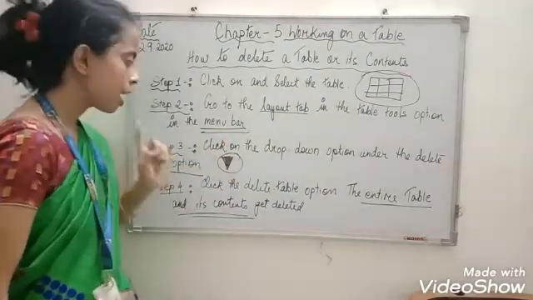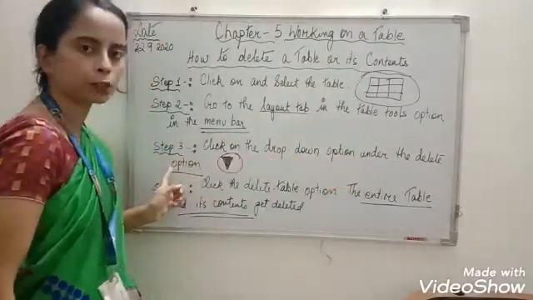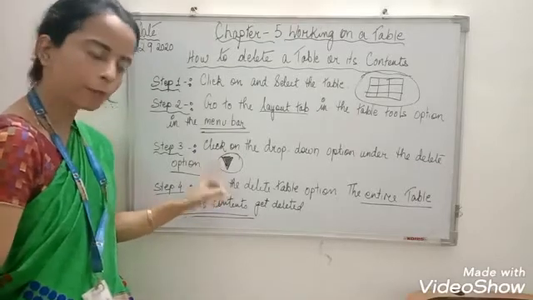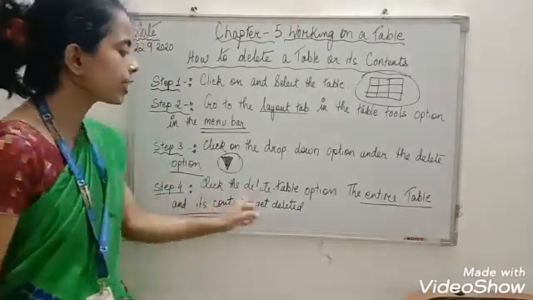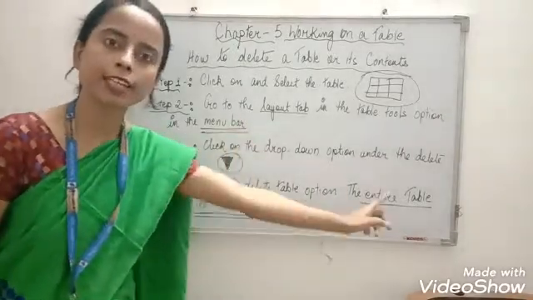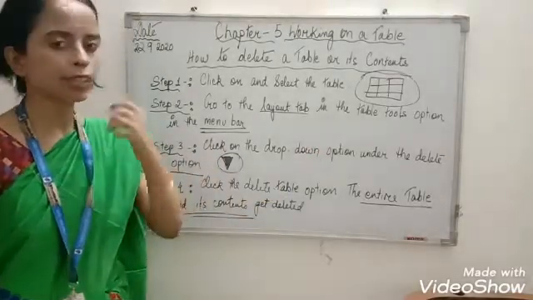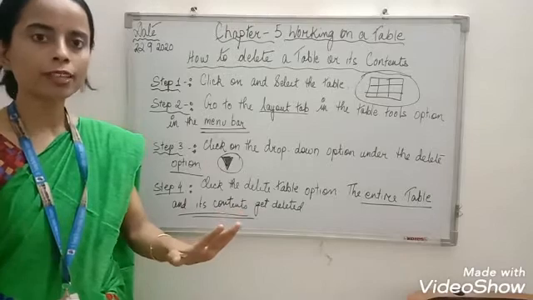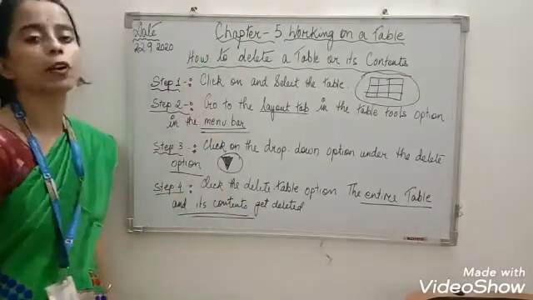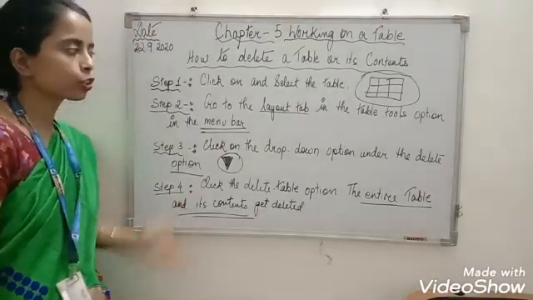Step number 3: after that, click on the drop down option under the Delete option. You will get this symbol, and there you have to click. Step 4: click the Delete Table option. Once you click the Delete Table option, the entire table along with its contents gets deleted. Deleted means erased. If a question comes like this, how to delete a table or its contents, you have to write down those 4 steps.